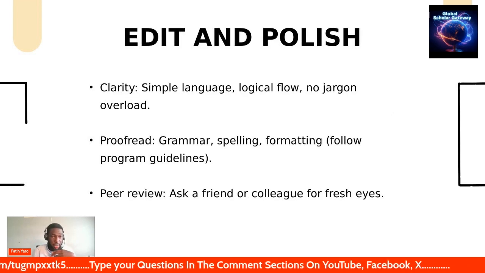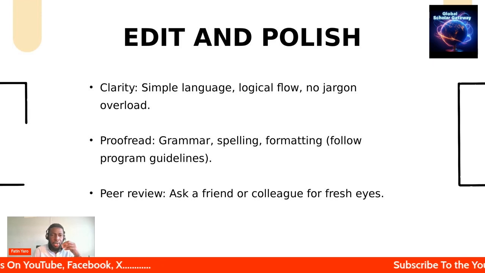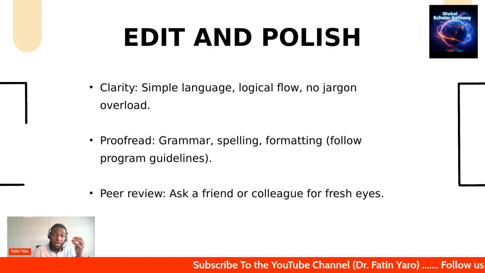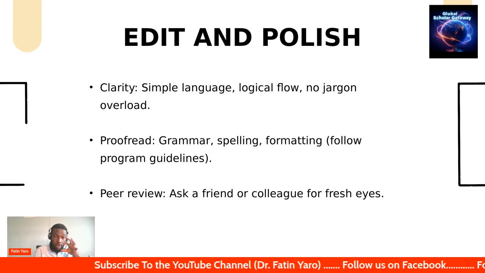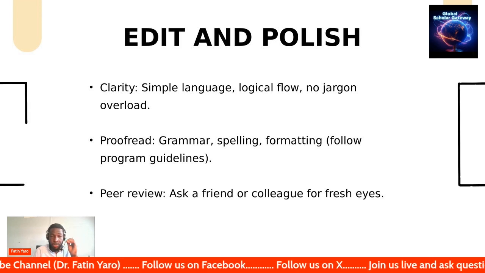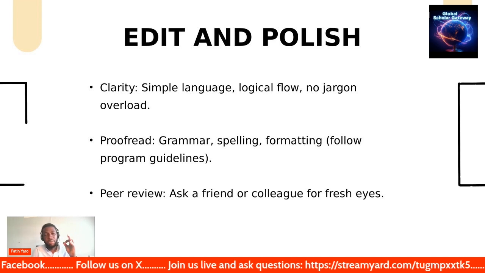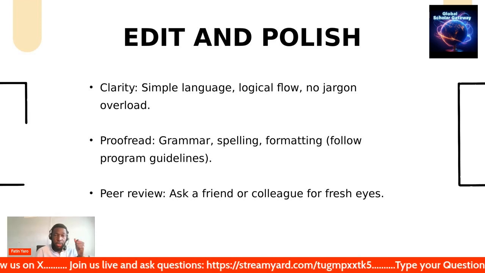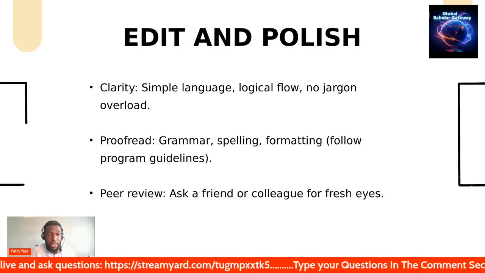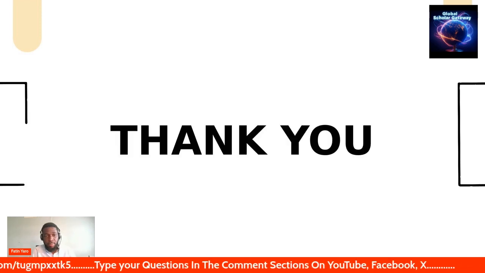Edit and polish. Aim for clarity and simplicity. Make sure you use simple language, logical flow, and no jargon overload. Proofread for grammar, spelling, and formatting. Follow your program guidelines. They will provide you with information on the guidelines that you need to follow, how you need to format your paper. Just make sure that you follow those guidelines. It's pretty much straightforward. Make sure that you also ask a friend or a colleague to review your paper. And yeah, that's pretty much it.